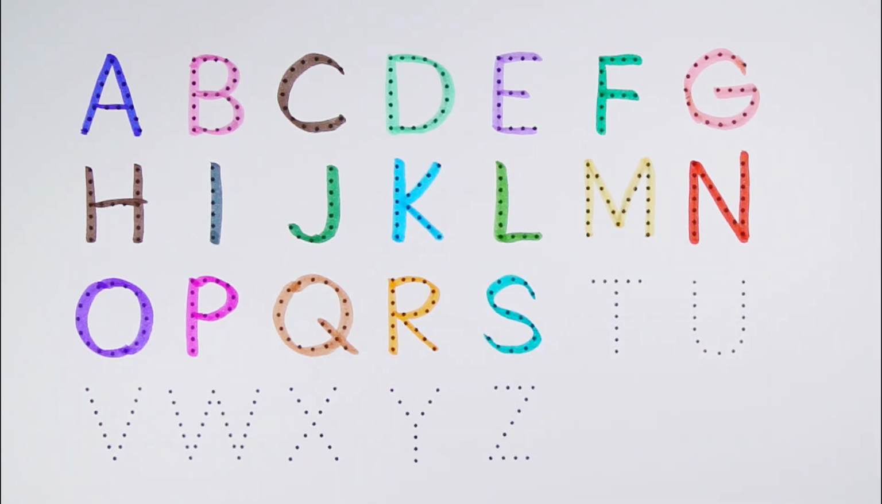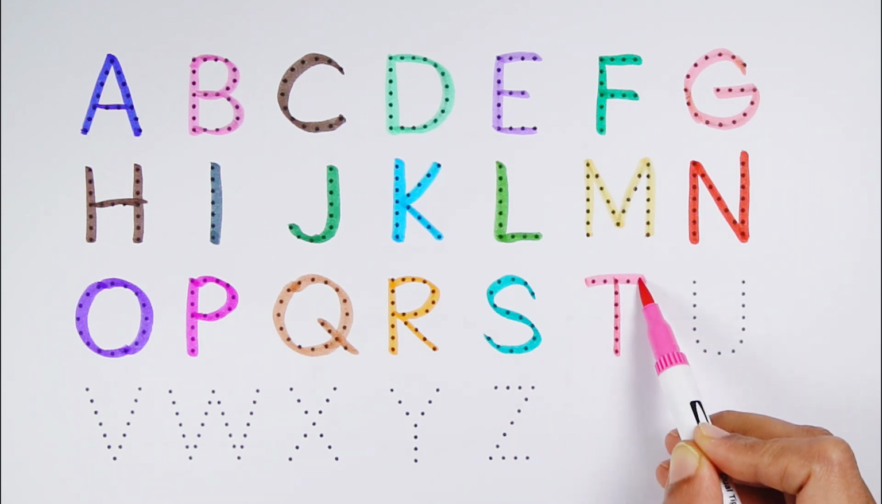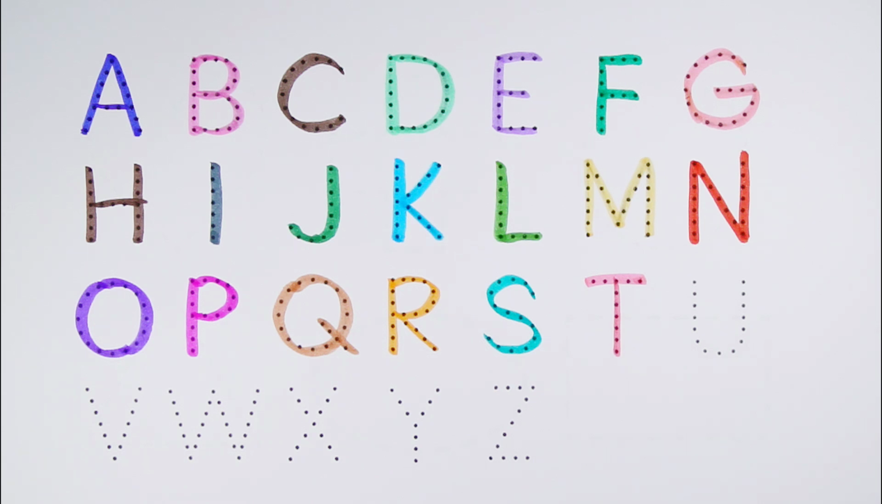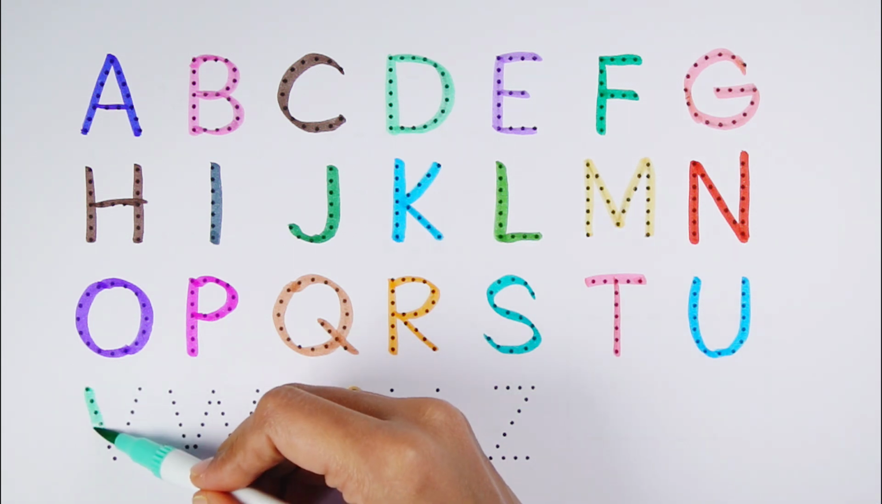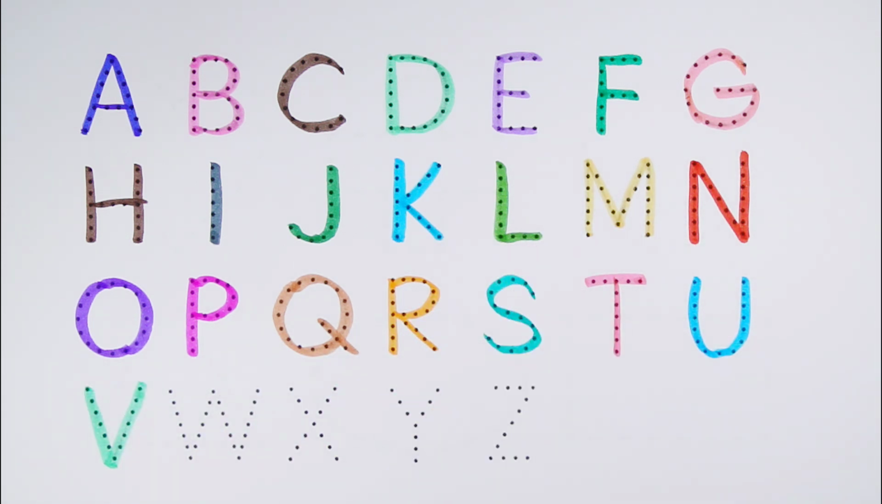S for strawberry. Strawberry. T for tamarind. Tamarind. U for umbrella. Umbrella. V for vulture. Vulture.